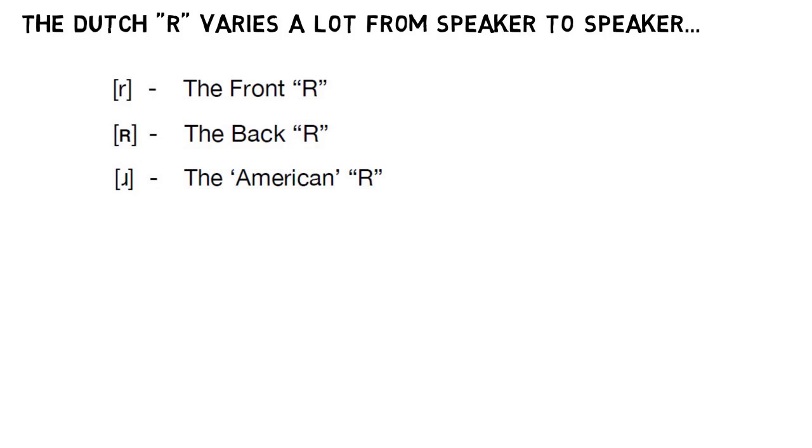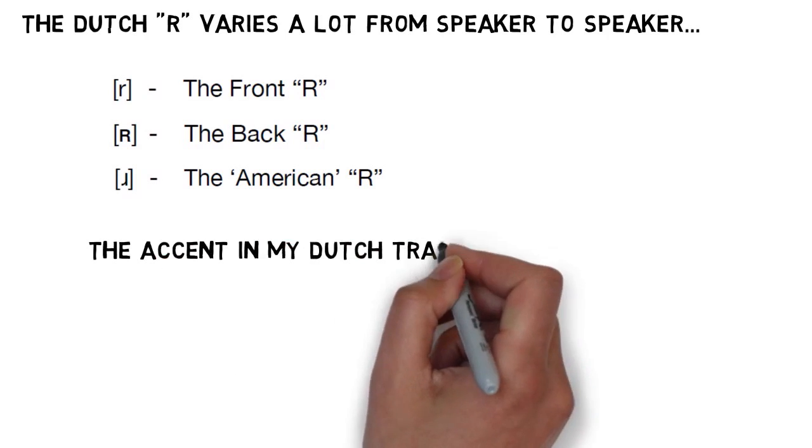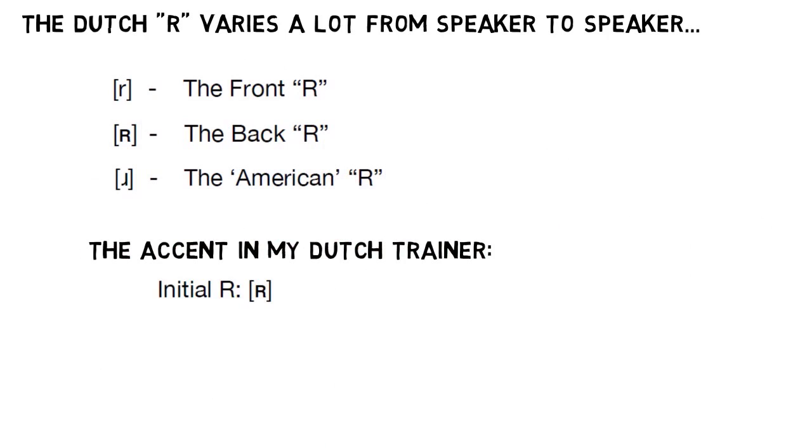There's no good way to predict whether a speaker is going to do one or the other. In any case, I'll talk about both front and back R's just so we have them covered. And so you know, in my Dutch pronunciation trainer, my speakers tended to do back R's at the beginning of words and American-sounding R's at the ends of words. And so that's what we went with when we transcribed words into IPA for the trainer. Feel free to do the same. Just be aware that you're going to encounter speakers who do things differently, no matter what R you end up using. So, we'll start with the front R.